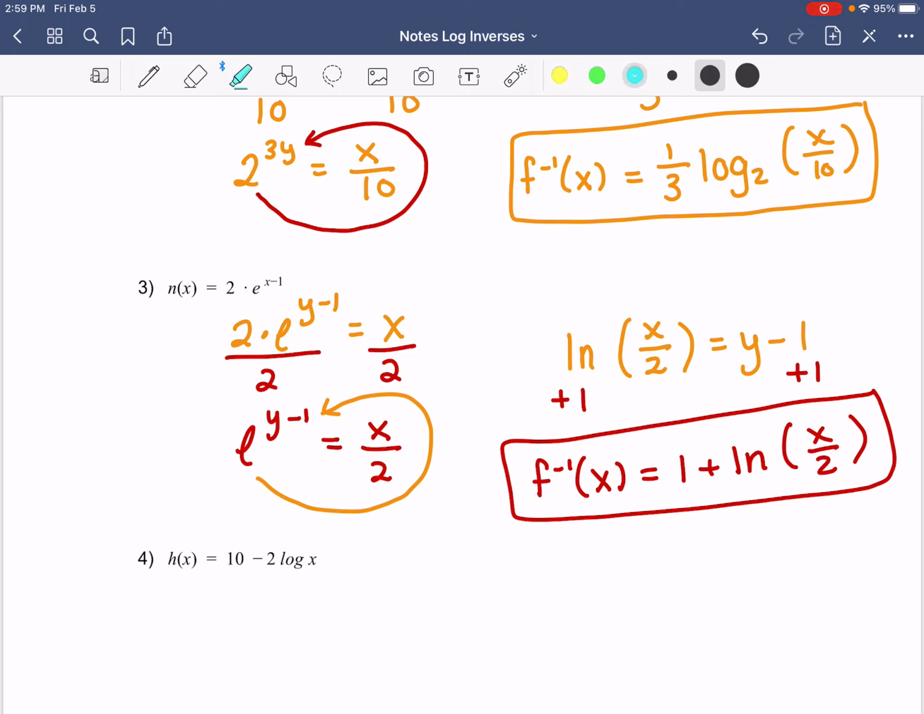So if your original has an e, your inverse is going to have a natural log. If your original has a natural log, then your inverse is going to have an e.